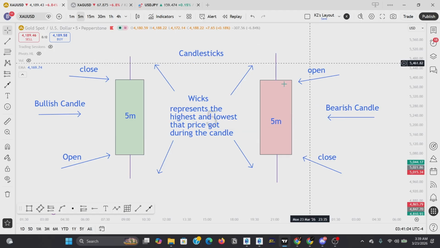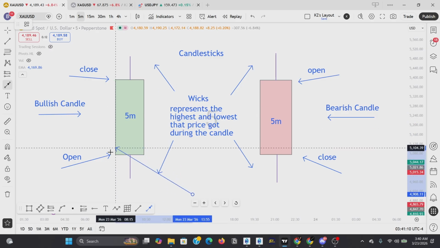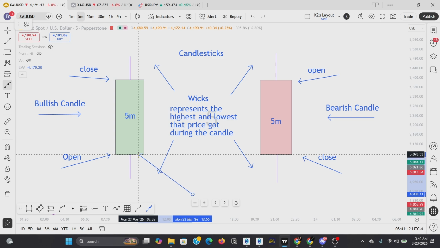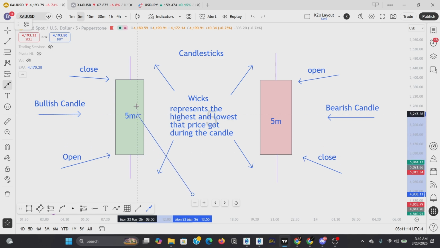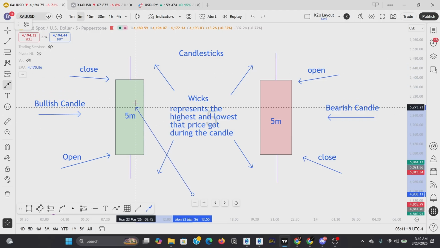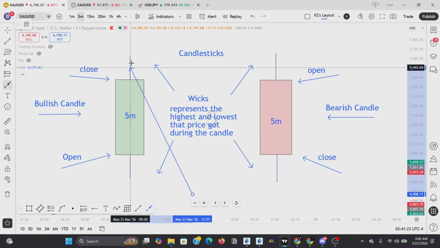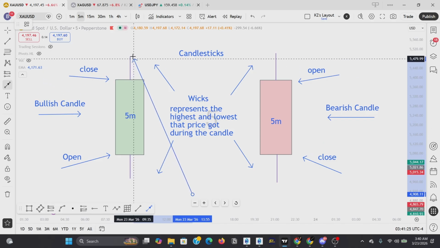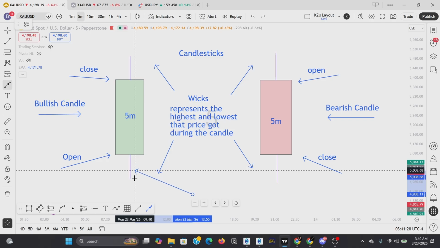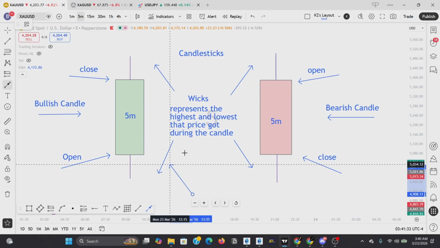So in these 5 minutes, let's look at my arrow. In these 5 minutes, price opened up right here. It's the absolute highest up here. So during this time, the candles, they move. You're going to see. But it went its highest right here. And then it went its lowest right here. And then it came back up and it closed right here. And that finished the candle.